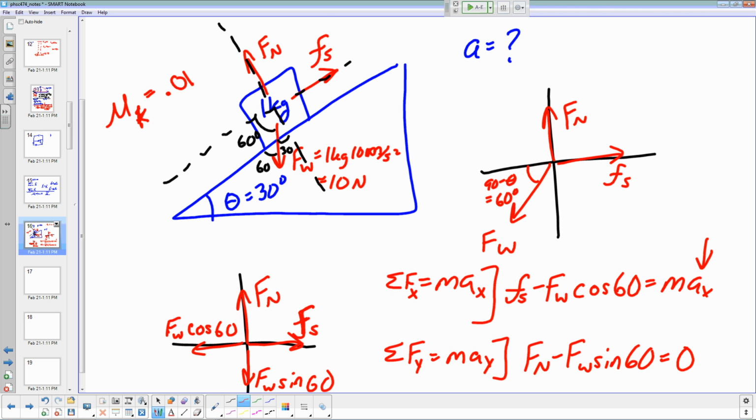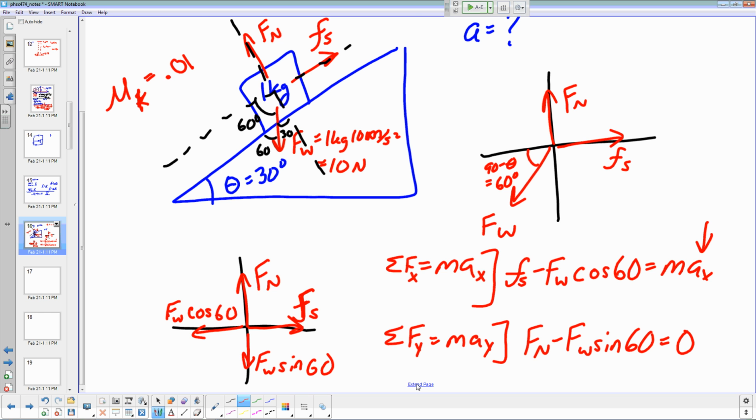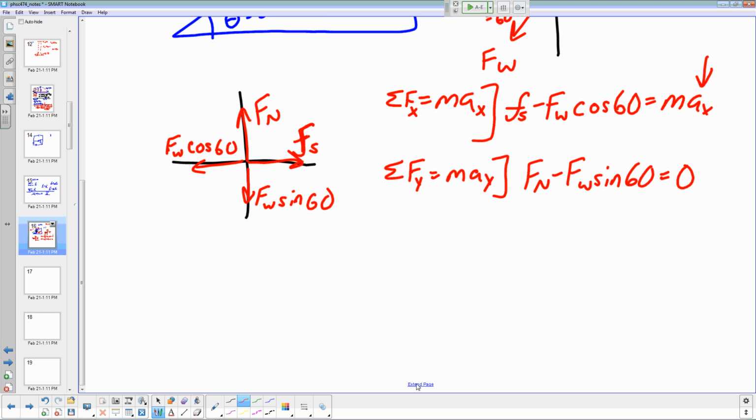Yeah, that should work. Okay, y'all with me on this? Is this jogging your memory? It's easy? Not easy? Some? Okay.